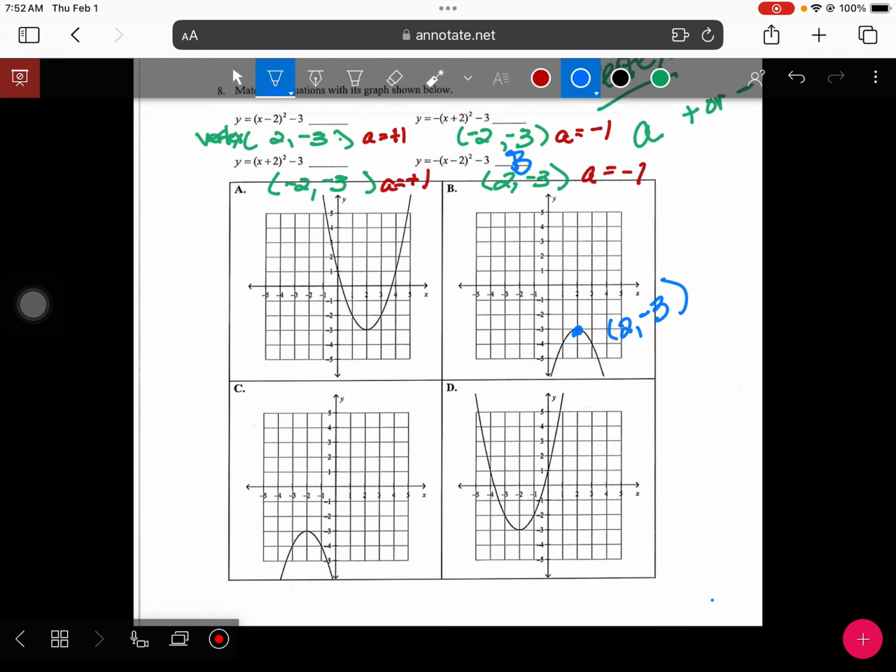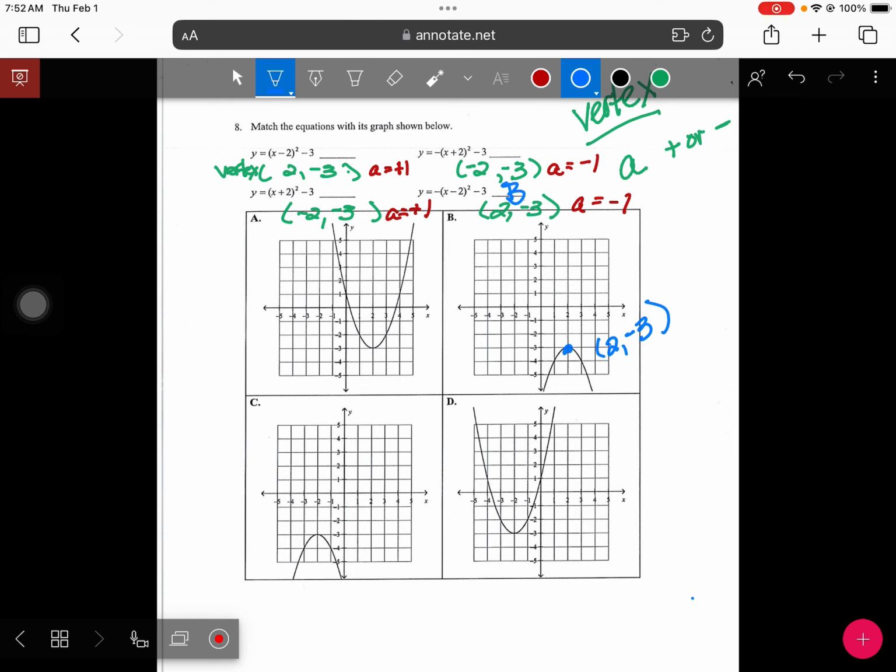D, just double check. Oh, wait, that's not going down. This one over here is negative 2, negative 3. That vertex, negative 2, negative 3, is opening downward, so C goes here. The vertex here is 2, negative 3, and it's opening upward. Nope, I missed that. 2, negative 3 opens upward, so this is A. And the last one over here, negative 2, negative 3, opens upward, so that is D.